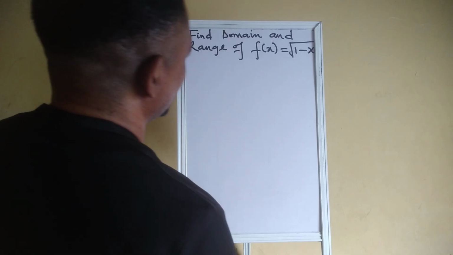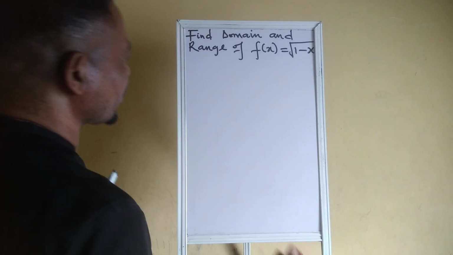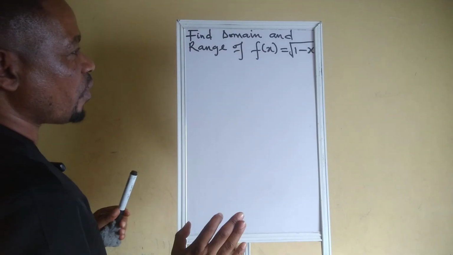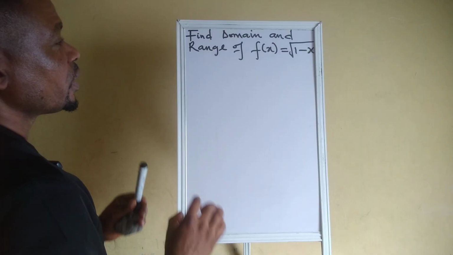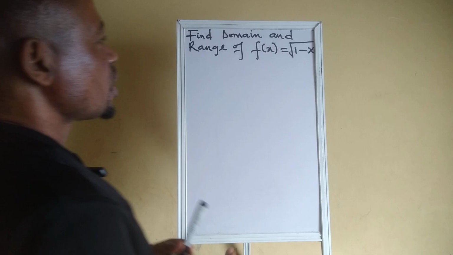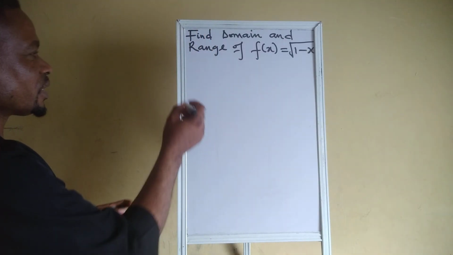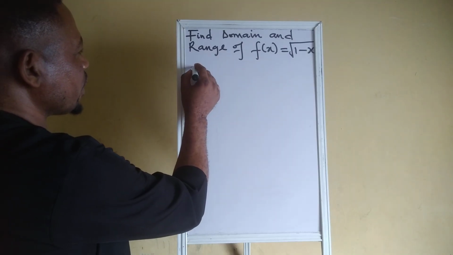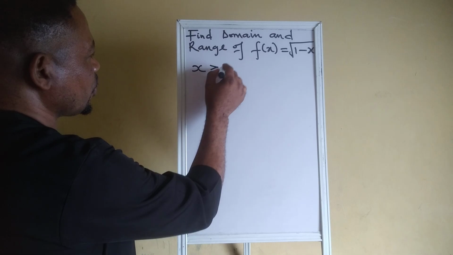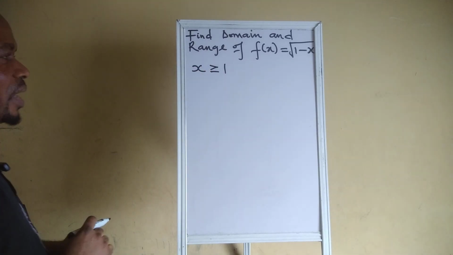I want you to understand one thing first. When you are looking for the domain and range of a function, especially when it involves a square root form, it has a shortcut method, which I will still teach you, and also the normal method. But I want you to understand this. When you are given something like this, watch: x is greater than or equal to minus 1. Now, what does this imply?